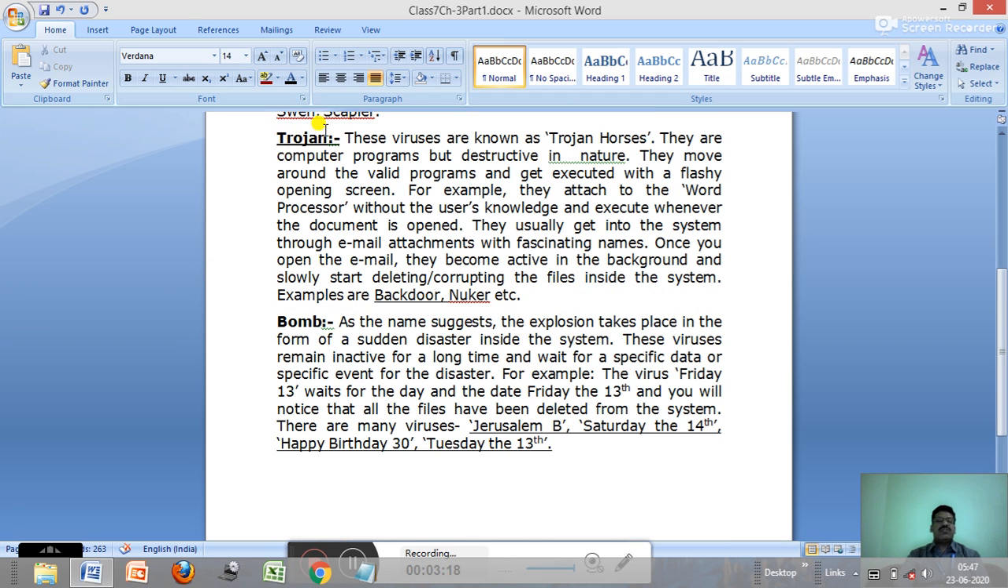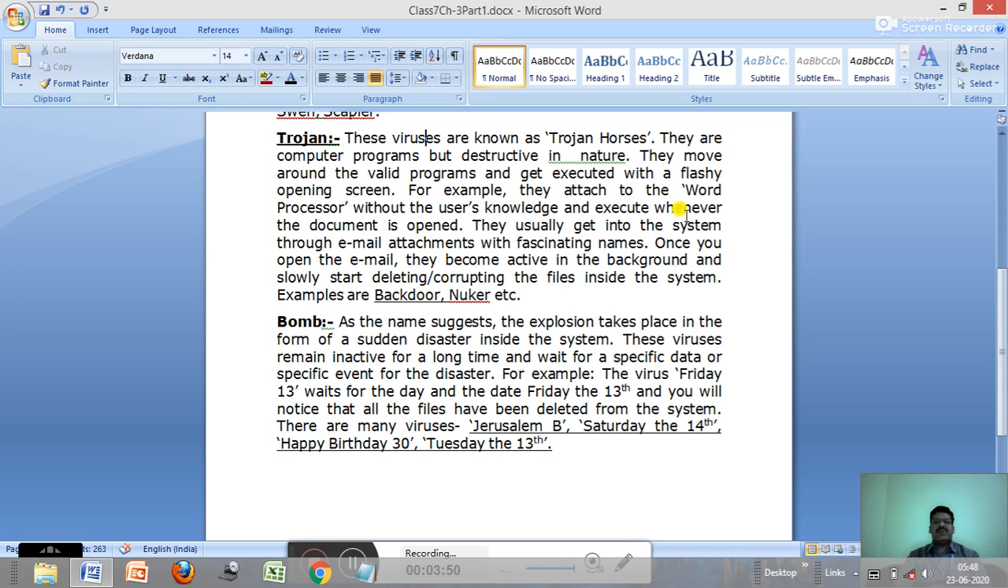The second virus is Trojan virus. Very popularly it is known as Trojan horses. These viruses are known as Trojan horses. They are computer programs but destructive in nature. So they are simply computer programs only. But what type of programs are they? Destructive in nature. They move around with valid programs and get executed with a flashy opening screen. They come on the screen. For example, they attach to the word processor.